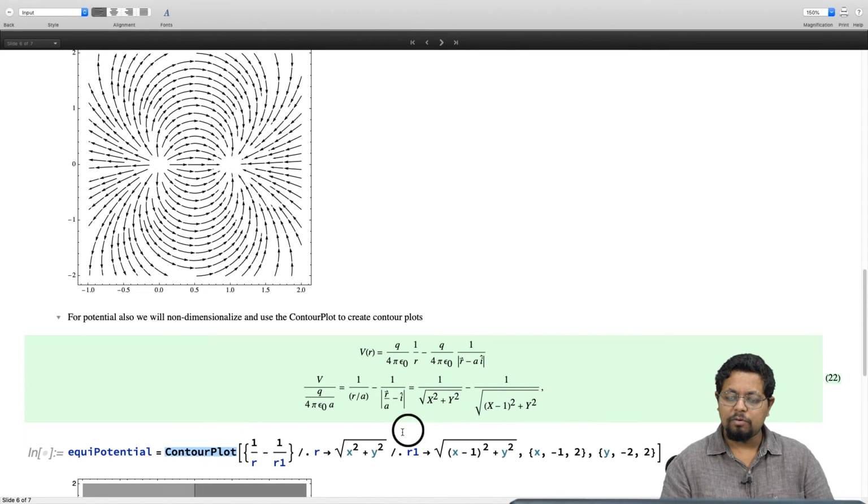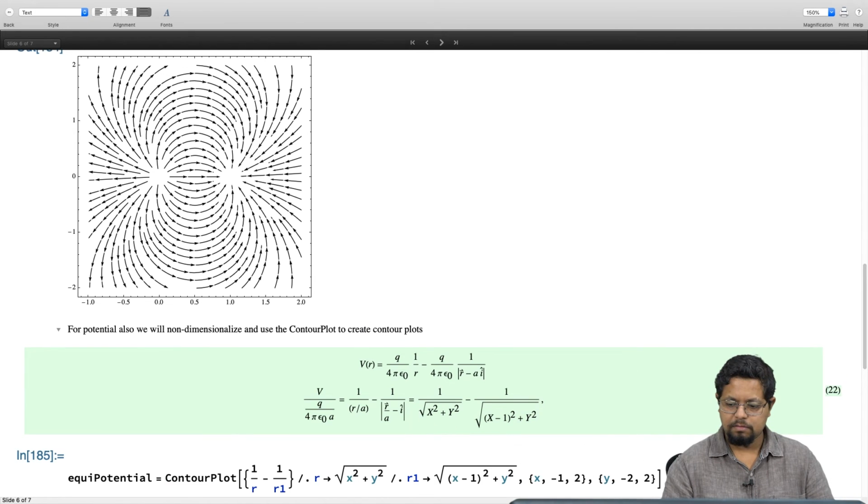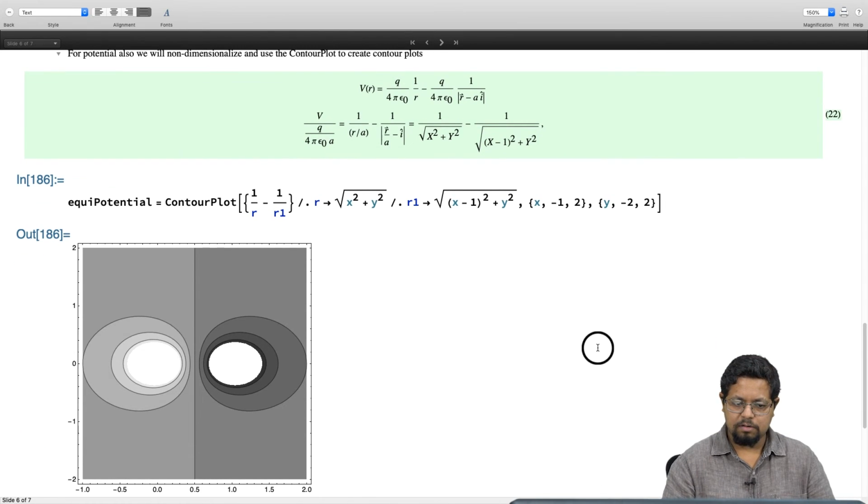And this time for the contour plot, I have simply 1 by r minus 1 by r1 for the non-dimensionalized coordinates. So 1 by r minus 1 by r1, I substitute r with the square root of x square plus y square and r1 with the square root of x minus 1 square plus y square. So let me go ahead and execute the contour plot. When I draw the contour plot, I get this particular function.